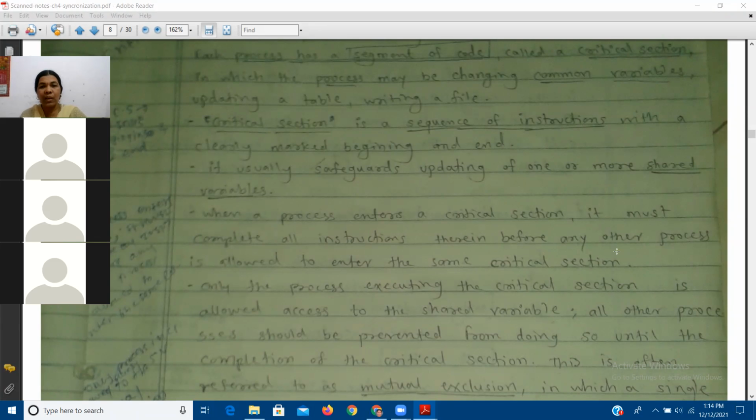Only the process executing the critical section is allowed to access the shared variable. All other processes should be prevented from doing so until the completion of the critical section. Right? So if C1 is inside the critical section, then C2, C3, C4, whatever number of processes are entering the system, they have to wait.